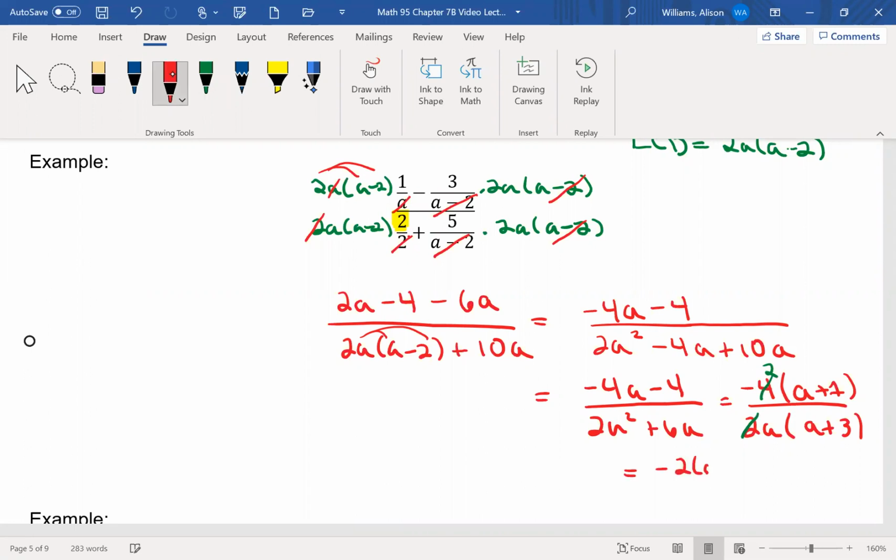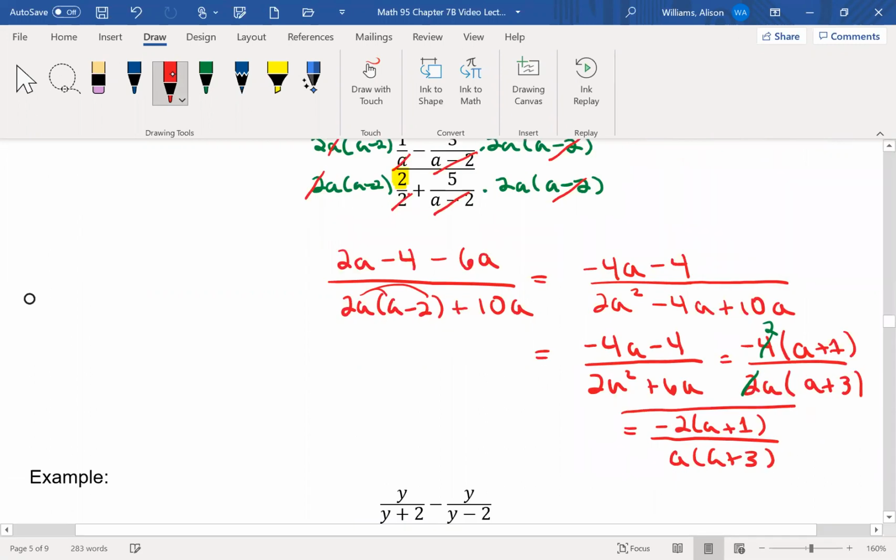Negative 2 times a plus 1. I'm not even going to distribute. I'll just leave that alone over a times a plus 3. Okay. Running out of space here. So that would be my final answer.